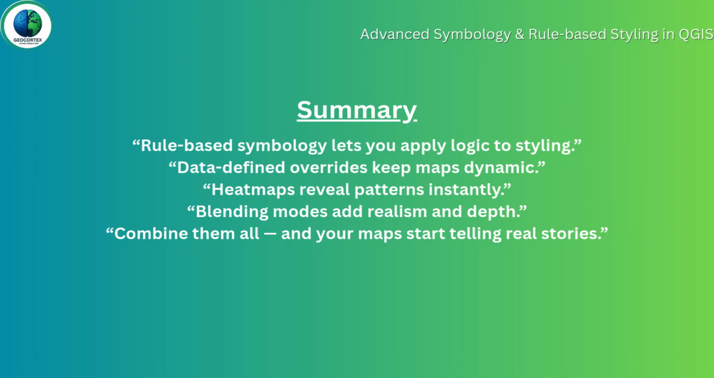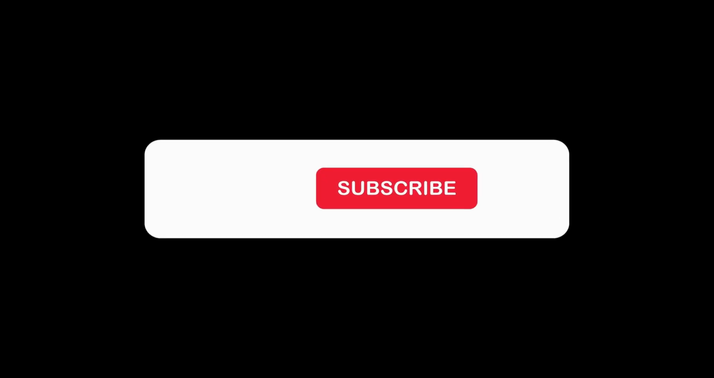Here's what to remember. Rule-based symbology lets you apply logic to styling. Data-defined overrides keep maps dynamic. Heat maps reveal patterns instantly. Blending modes add realism and depth. Combine them all and your maps start telling real stories.